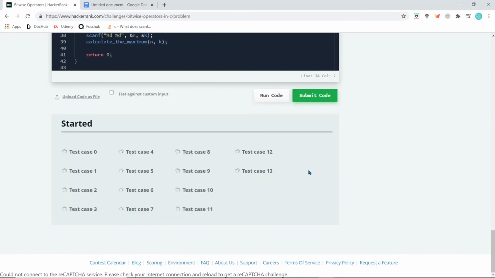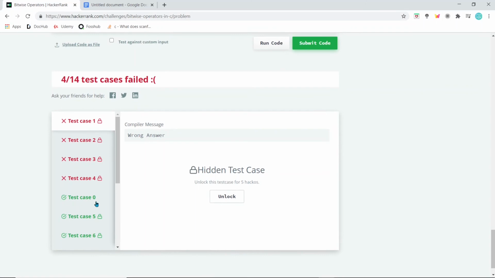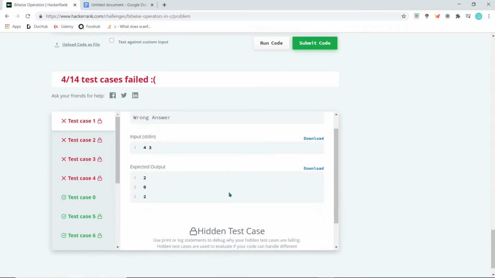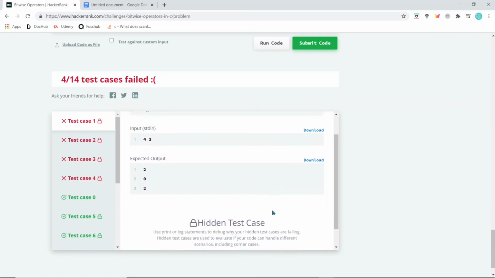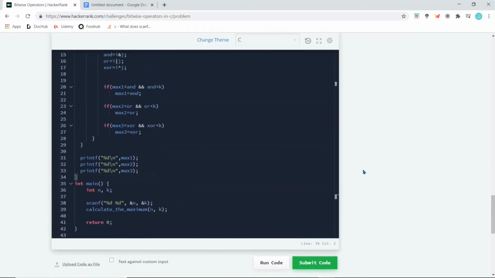So there are 14 test cases. All of them are processing, and it's taking time. Okay, a few test cases are failing. Let's see the test cases. What are those test cases? 4 and 3. Expected output. The compiler has wrong answers.